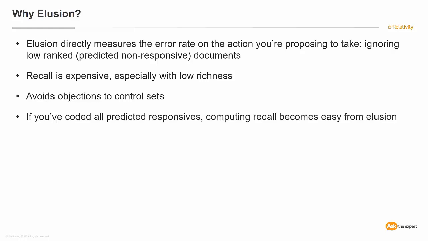And also, if you need to get recall and you've coded all your high-ranking documents or all your predicted responsive documents, usually high-ranking in an algorithm, then it's easy to calculate recall from the elusion. If you haven't coded all your high-ranking documents, it's a little bit trickier, but this is another advantage of elusion.